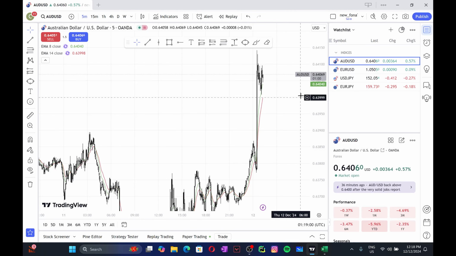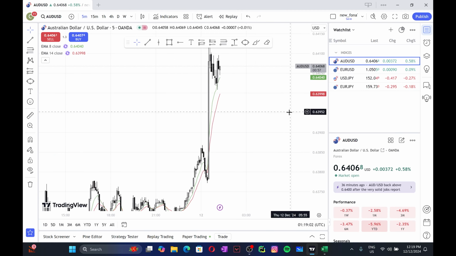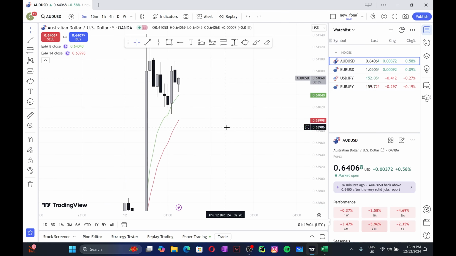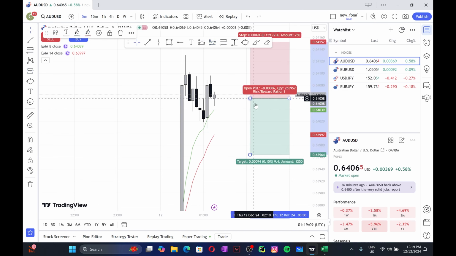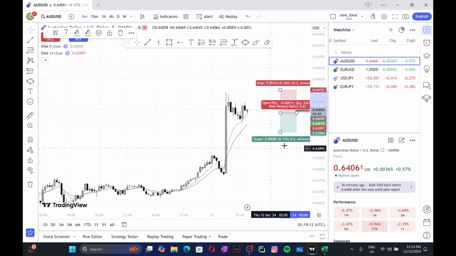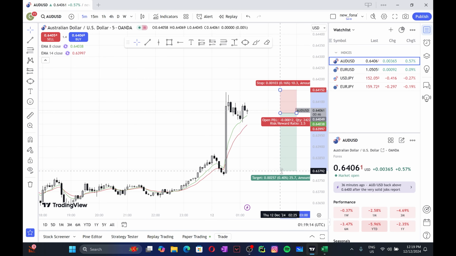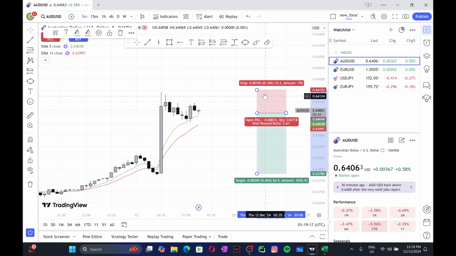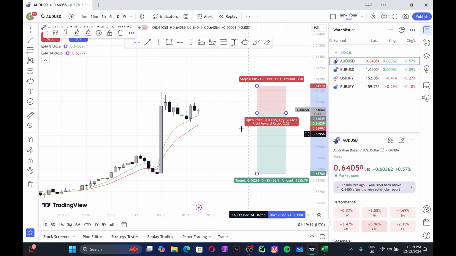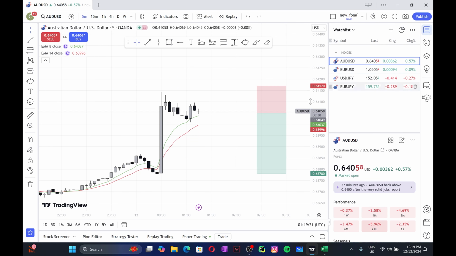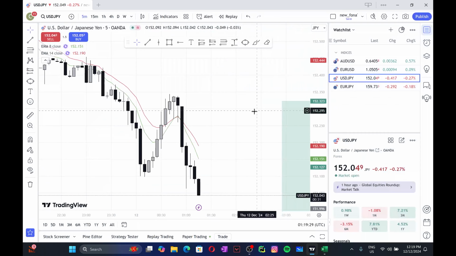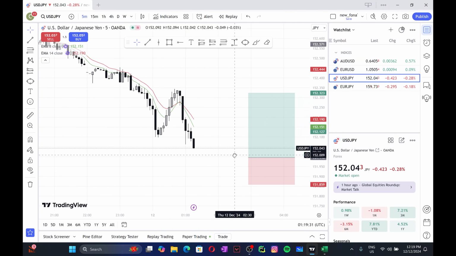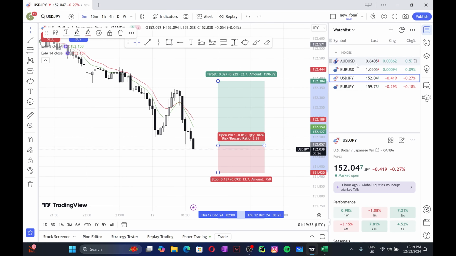I'm just gonna wait for the price to kind of make an intersection about here, and then we would get our take profits all the way down here, and our stop loss is going to be right there. That's good. So that's going to be our trade setup for this. Let's go to USD-JPY and see if we've got anything. So the price is still going down, so we're just going to keep waiting.